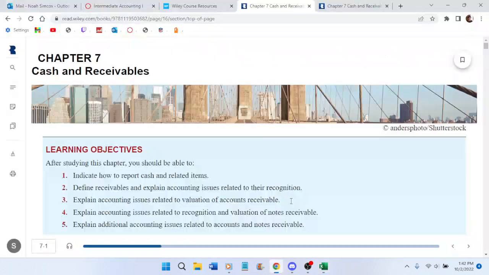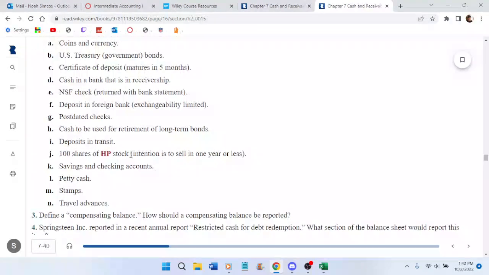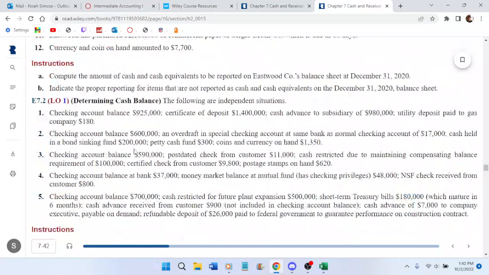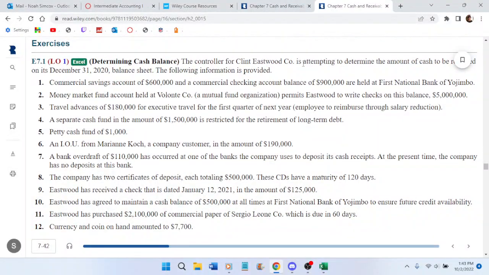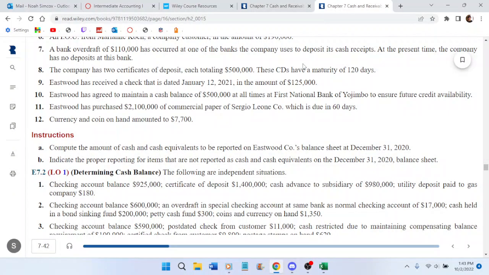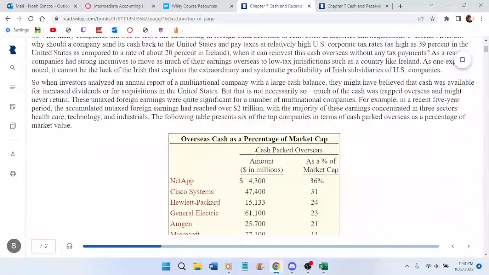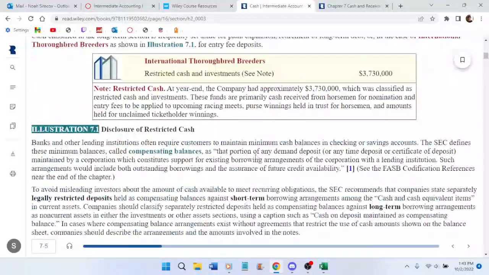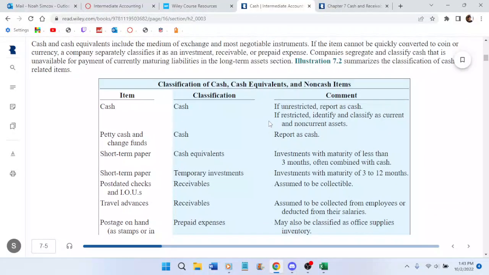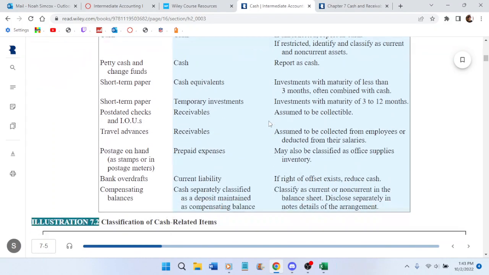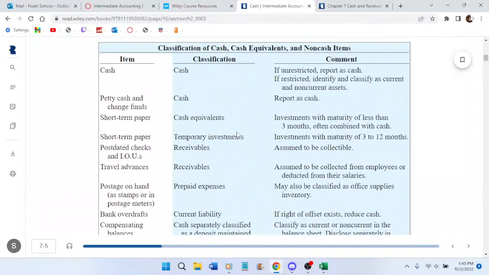Exercise 7.1. Now we must determine what is cash and what isn't. That is something we're going to have to memorize. In fact, there's a nice chart that will allow us to memorize that information. We're going to have to actually do memorization for this class because we can't take an open book test. No open book is allowed.